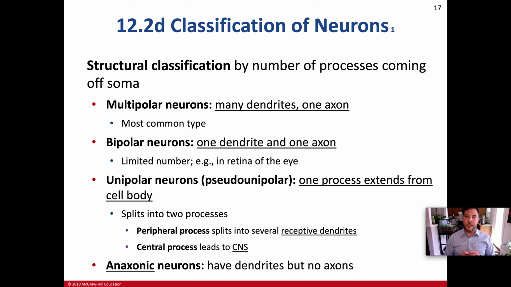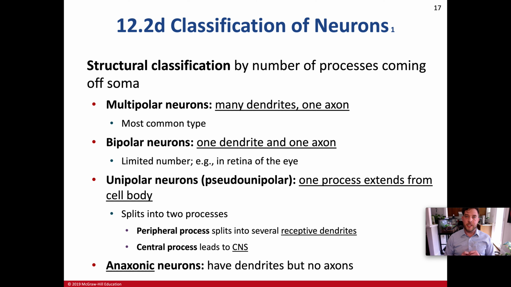Your bipolar neurons have one dendrite and still one axon. There's a limited number of these, usually some of your sensory neurons, like in your eyes. Your unipolar neurons have one process that extends from the cell body, and then it splits off into two different directions. So you still have just the one cell body, this little unipolar process, and then that process will split off into two.